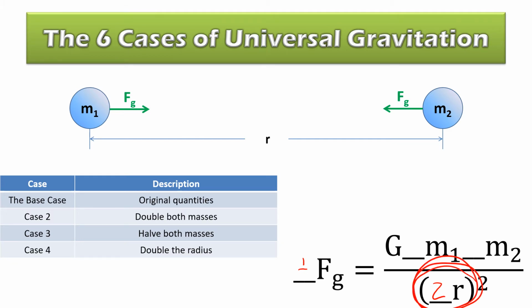This radius is being squared. So I don't just have a 2 in the denominator. I have a 2 that's being squared. R times R. 2R times 2R. That's 2R squared, which is equal to what? 4R squared. I have a magnitude of 4 in the denominator here. So this is 1/4 as big.